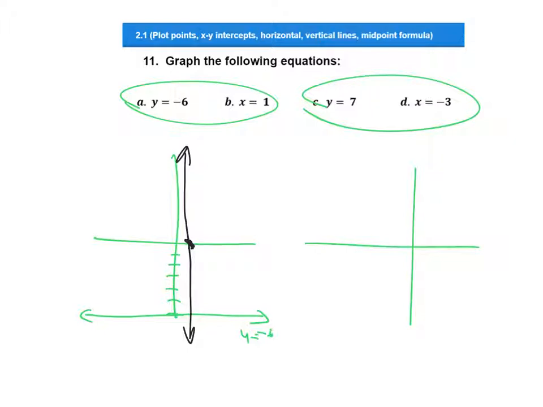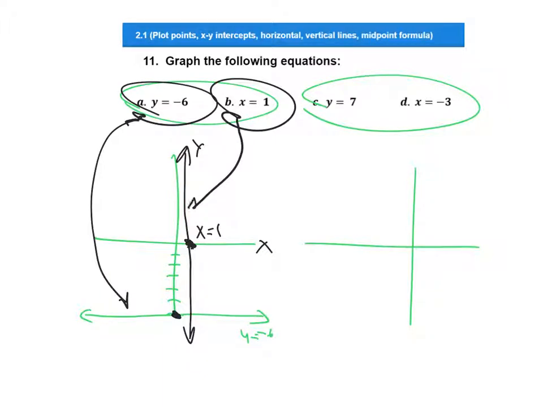Passing through x is x equal 1. Okay, so y equal negative 6 was here. X equal 1 was here. Y equals 7. 1, 2, 3, 4, 5, 6, 7. We're going to draw a horizontal line there. So y equals 7 is here.